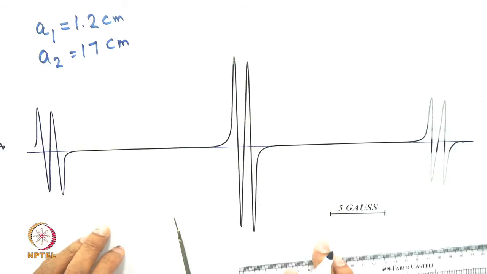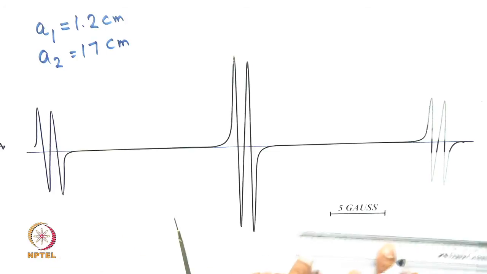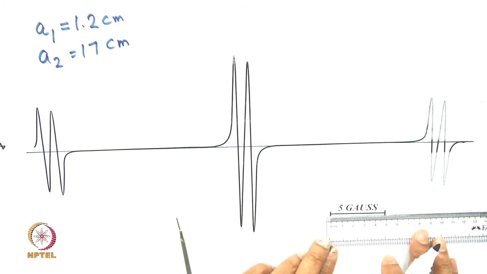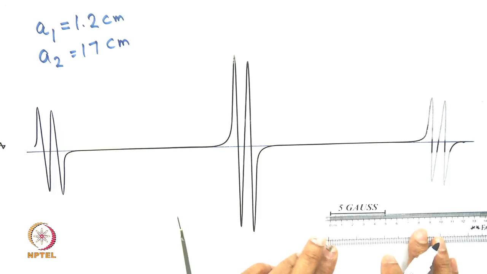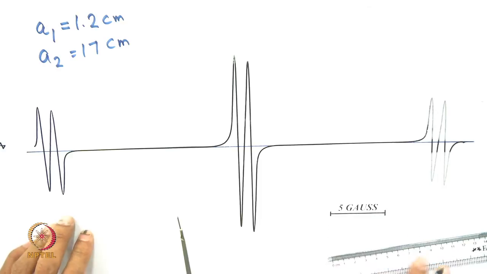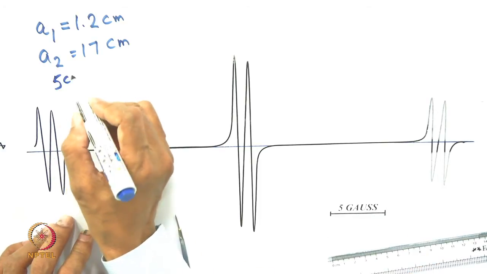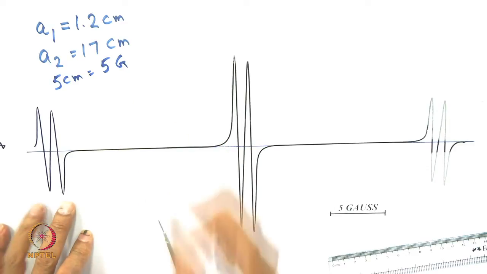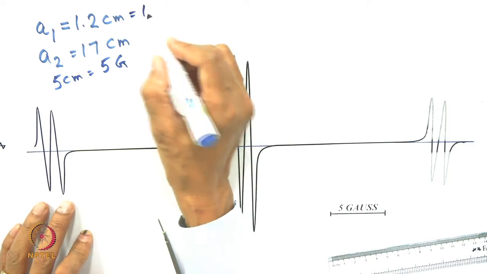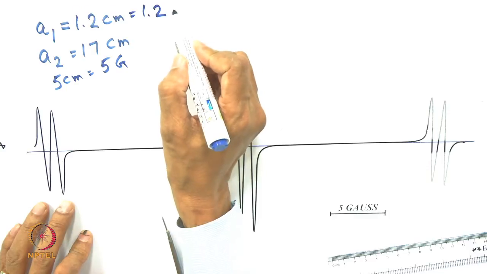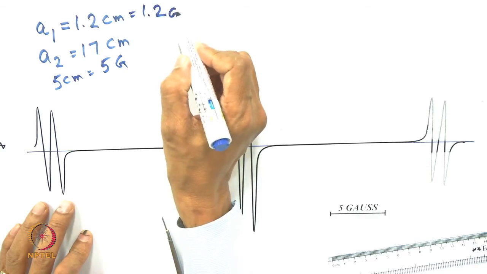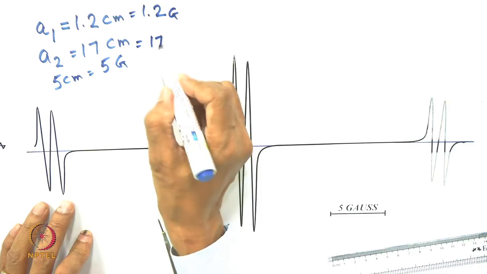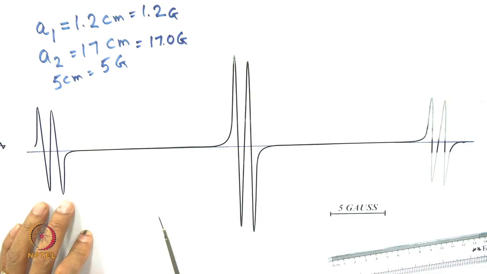What is the corresponding coupling constant in magnetic field units? This is the scale given here, 5 Gauss. Again, 5 Gauss is equal to 5 centimeter. So, 5 centimeter is 5 Gauss. So, this gives, therefore, 1.2 Gauss, and this corresponds to 17.0 Gauss. These are the two hyperfine coupling constants.